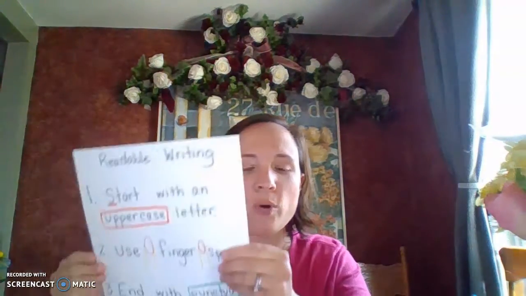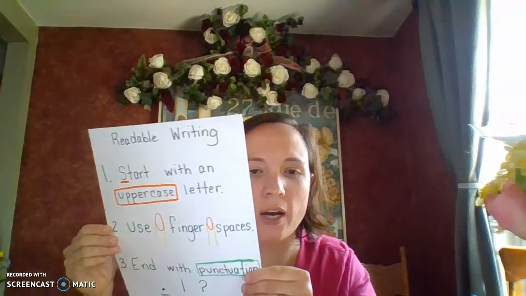Now I need to use my anchor chart to make sure that I have everything that I need for the perfect sentence. So let's look back at our anchor chart. So number one says start with an uppercase letter. Okay, so my sentence starts with a capital I. So I have that. So I'm going to put a check mark above my capital letter.